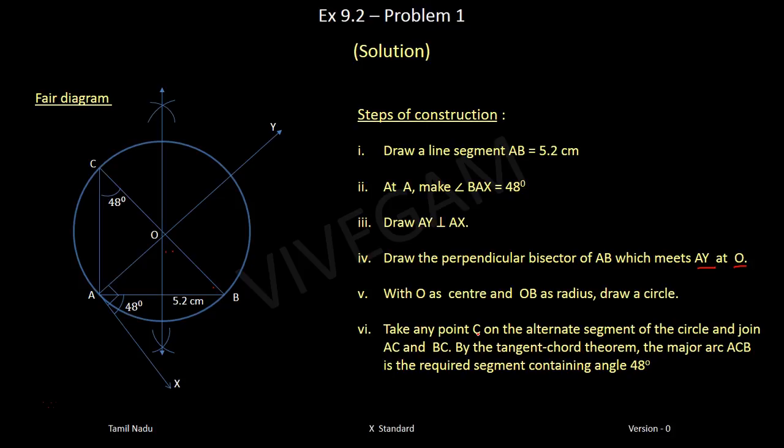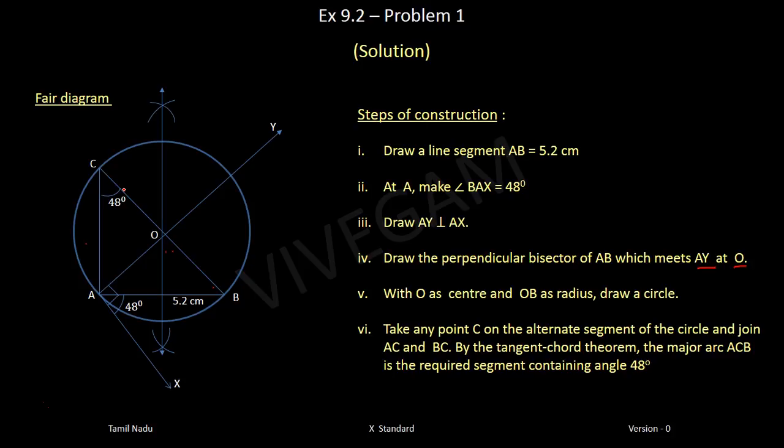Take any point C on the alternate segment. This is the segment contained by the chord, right? So this is a chord AB. This is the segment contained by the chord, and this is the alternate segment. So take any point in this alternate segment and join that point to A and B. Let's name that point as C, and you join A to C and B to C.